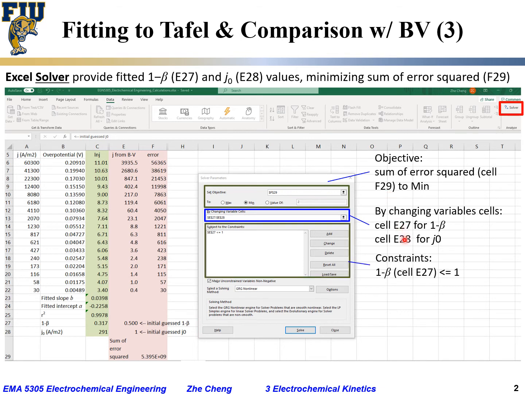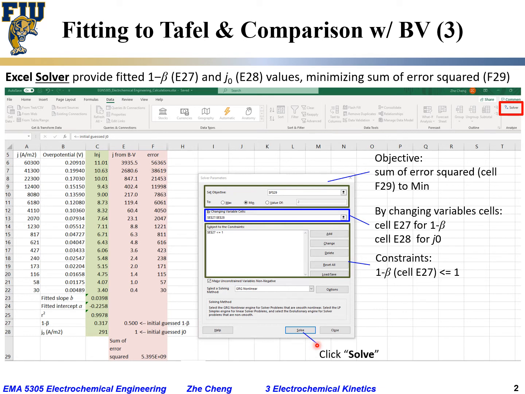Okay. Then of course, when we think of fitting, we would sometimes have constraints, subject to the constraint. Here we only have one constraint for 1 minus beta, 1 minus the symmetry factor, which is cell E27. It has to be smaller than 1, because we said the symmetry factor in this case should typically be between 0 and 1. And then this one tells the fitting that we want all the parameters to be non-negative.